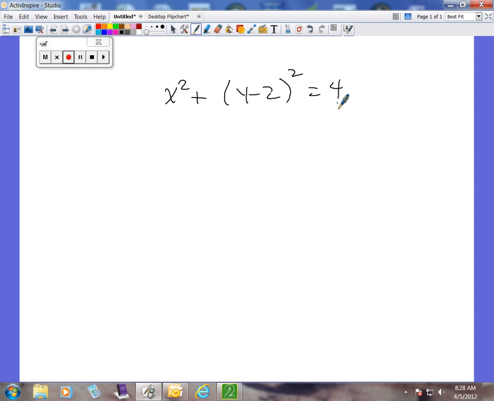Hopefully through all this you're beginning to make a lot of connections, like from when we did vectors and x and y's, horizontals, verticals, r's and thetas.